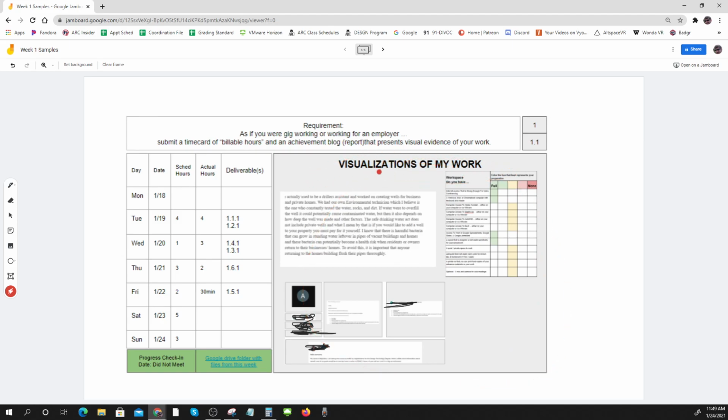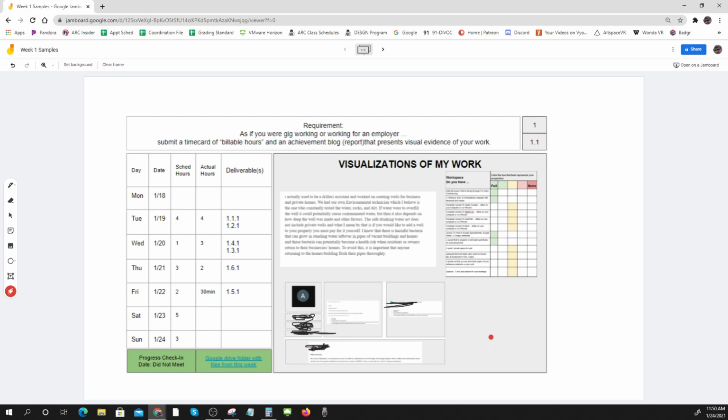So let's see what it asks. It says, create an achievement blog that presents visual evidence of your work. Visual means it's an image. It's something you look at versus necessarily have to read all about it. So that's the key spot right there. Present visual evidence of your work, and it's really a summary of that. So that's what goes here.